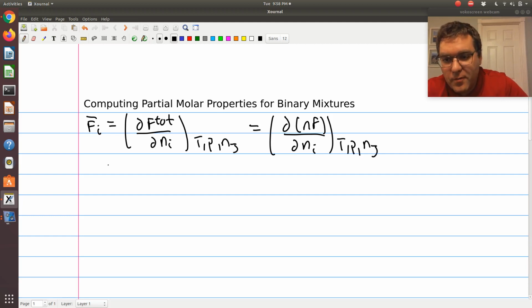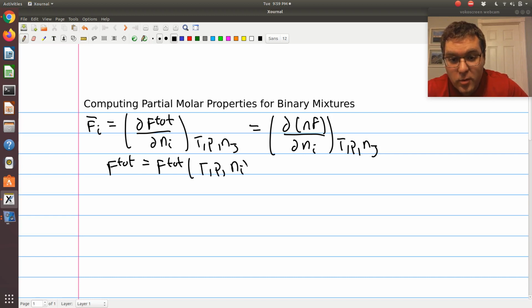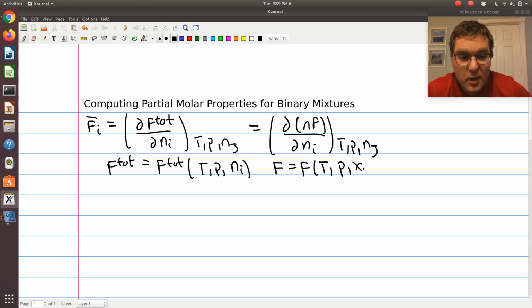So f total is my extensive f, and it's going to be a function of temperature, pressure, and the moles of each species in my system. I need to know the moles of each species because that allows me to fix the composition of my system, and also to fix n, the extent or size of my system. On the other hand, f, my molar f, is just going to be a function of temperature, pressure, and composition.